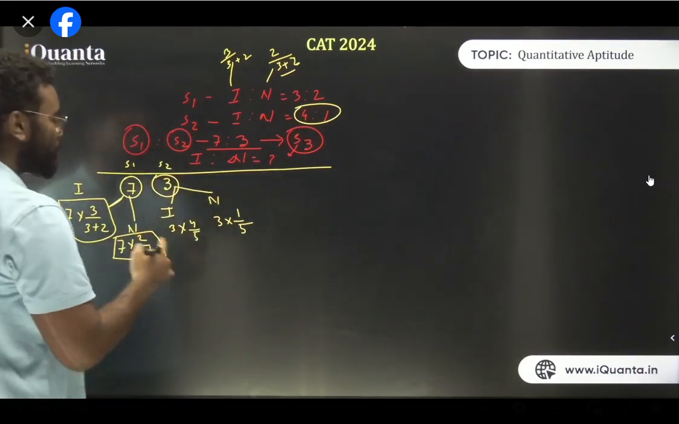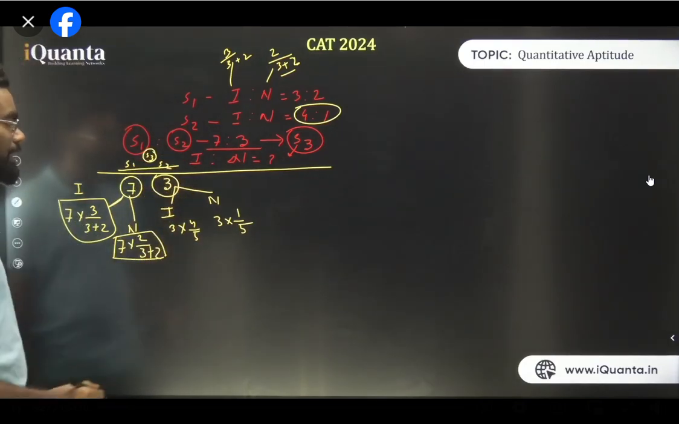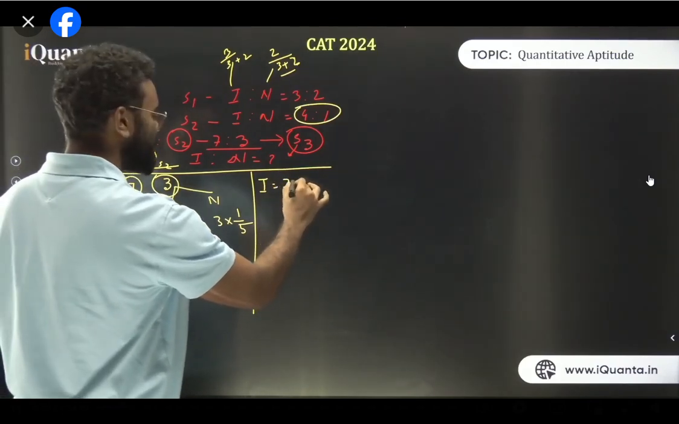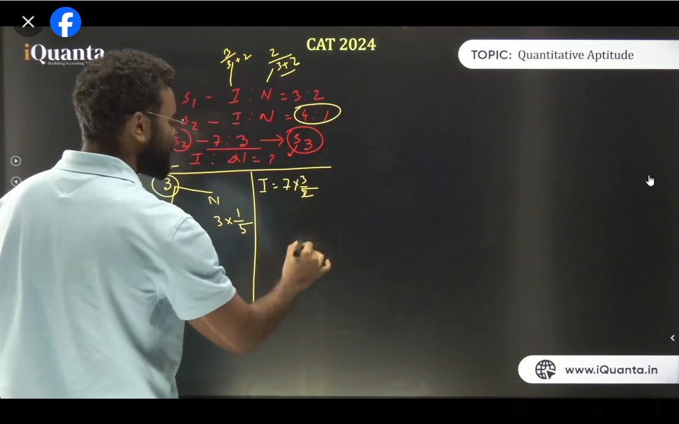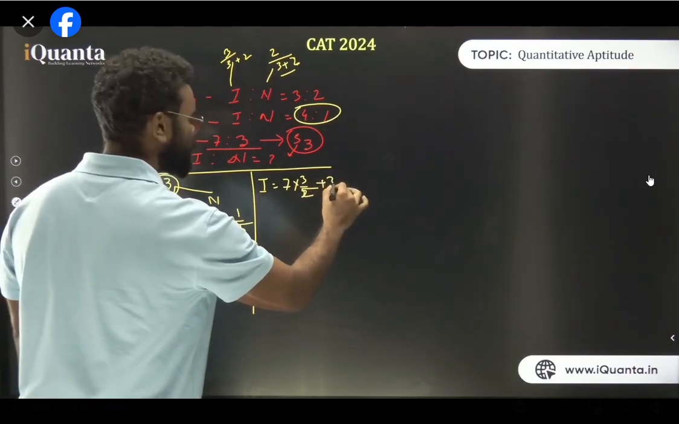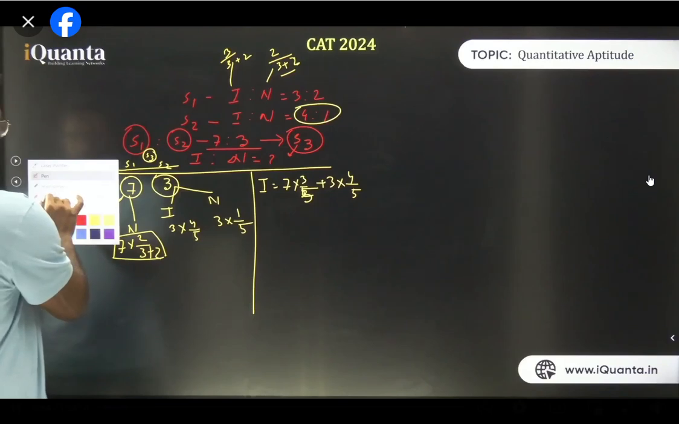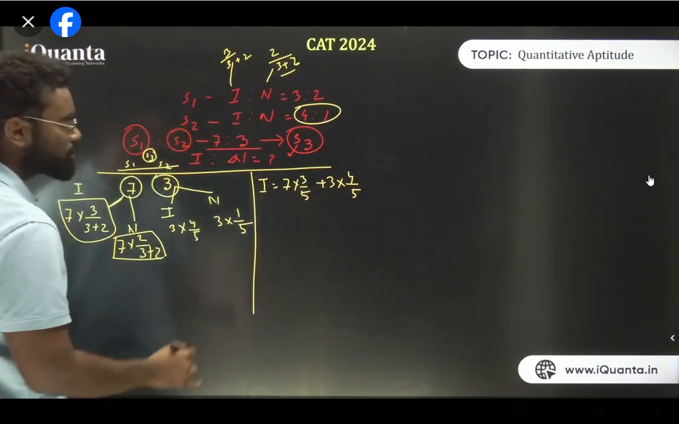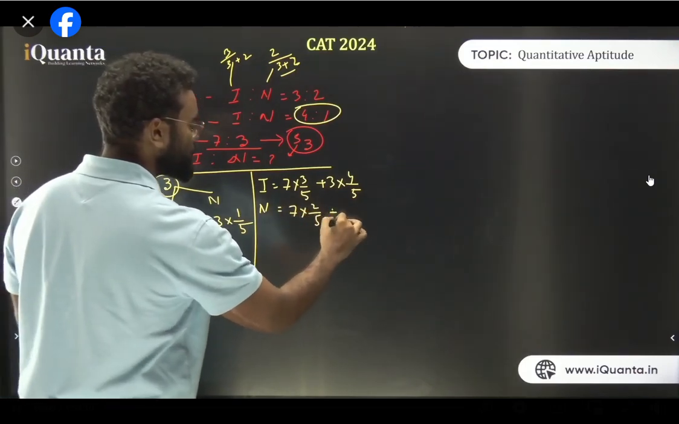Now in S3, this is the ratio of S1 and S2, 7 parts and 3 parts. If I need to find the total amount of iron, it is nothing but 7 into 3 upon 5. Am I clear? And the total amount of iron from S2 is nothing but 3 into 4 upon 5. This is 5. So this is the total amount of iron. So what is the total amount of nickel? The total amount of nickel is 7 into 2 upon 5 plus 3 into 1 upon 5.